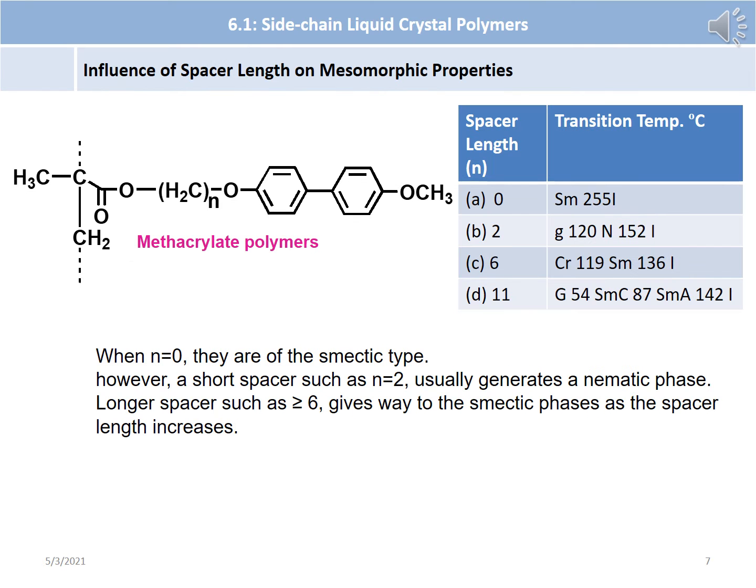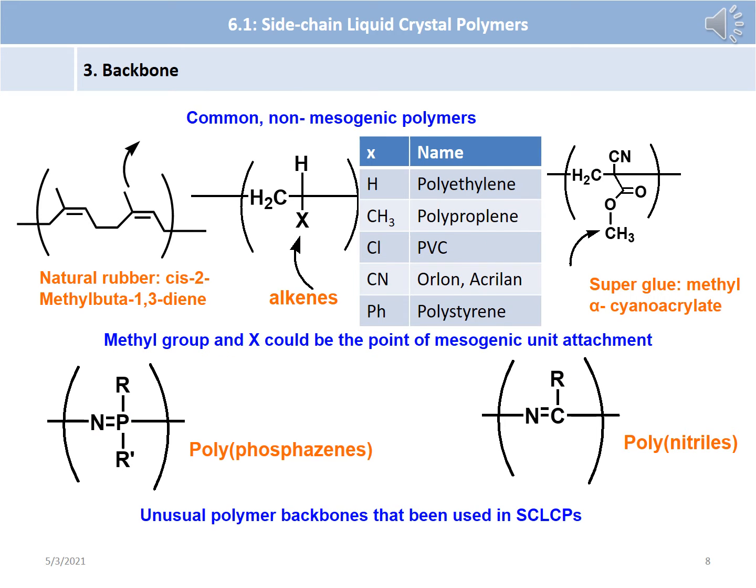We use methacrylate polymers on the slide as an example. Let's see what will happen to the mesomorphic properties when increasing the spacer length, N, from N equals 0 to N equals 11. When N equals 0, they are of the smectic type. However, a short spacer such as N equals 2 usually generates a nematic phase. Longer spacers such as N greater than or equal to 6 give way to the smectic phases as the spacer length increases. The third component is the backbone.